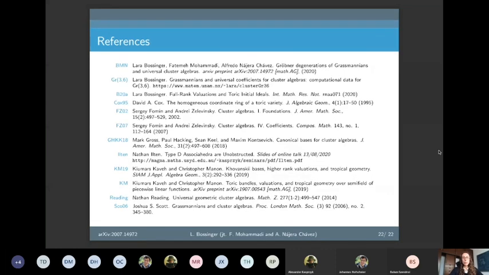Now I'm going to leave you with a few references, maybe highlighting in particular the second one here. That is where we summarized all our computational results regarding the Grassmannian Gr(3,6) and the universal coefficients in this case. Okay, that's all. Thank you for your attention.